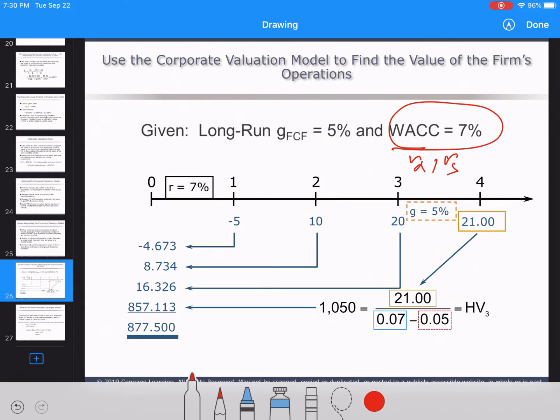So all of these are FCFs. Previously in the dividend discount model, they were dividends. Now they are FCFs. So exactly the same way, you have constant growth from here onwards, and before that it is supernormal. So if FCF is -5, then 10, 20, you bring all of them to present value, and from year 3 onwards, your free cash flow is going to grow at a constant rate of 5%. So you apply the constant growth model.